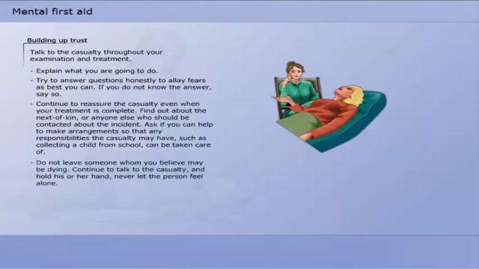Do not leave someone whom you believe may be dying. Continue to talk to the casualty and hold his or her hand. Never let the person feel alone.